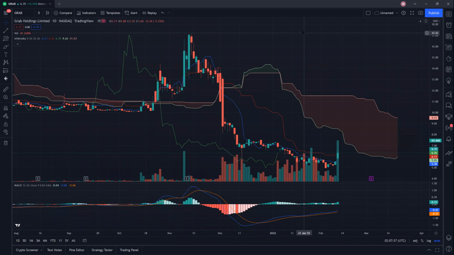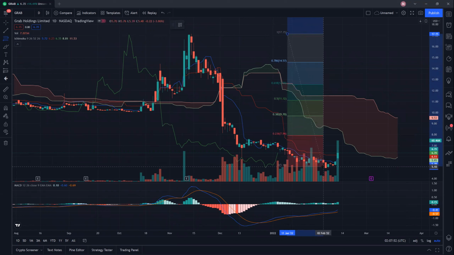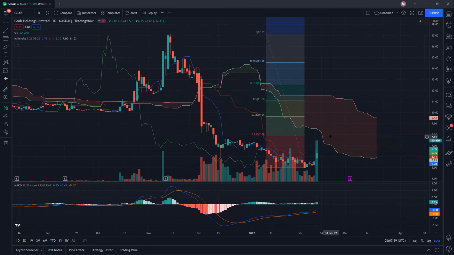When a stock has been beaten down for so long, it's very difficult to see what is a short-term resistance, so rather let's take a look at the potential long-term resistance. If you were to look at the Fibonacci from its peak of about $17 all the way to its bottom of about $5, you can see that the first resistance would be about 7.80.